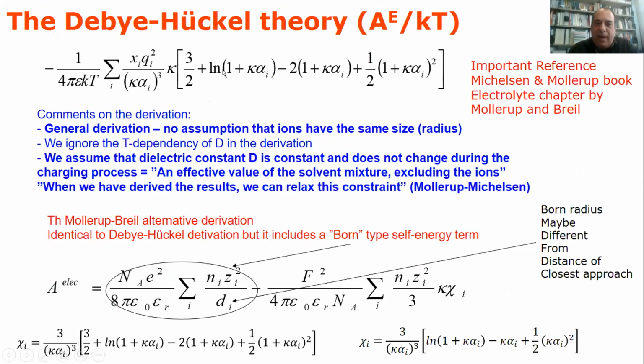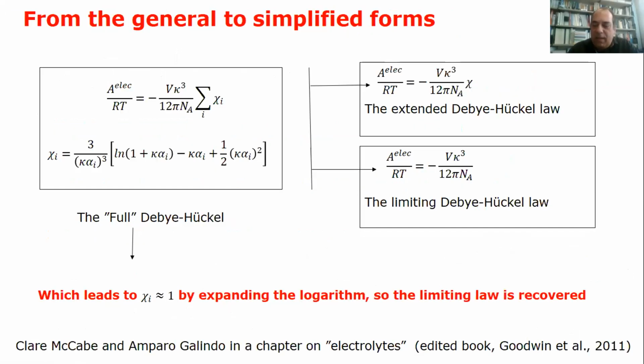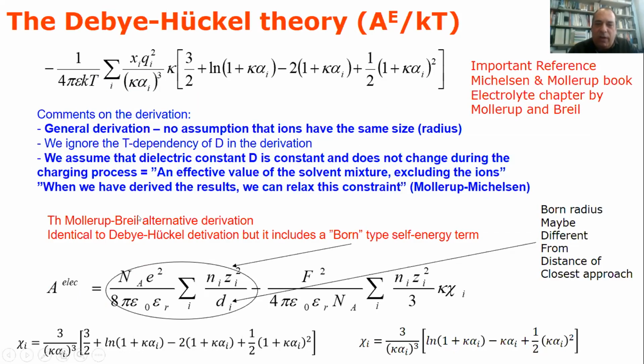So Mollerup and Breil arrived at this equation, but actually not just this equation. Their derivation, using the approach that they present in the book, includes also the Born term, a solvation term, which was not included in the original derivation of Debye and Hückel. It's a bit controversial what Mollerup and colleagues write here, that even though this equation is derived assuming that the relative permittivity is constant, independent of concentration, you can relax this assumption once you have arrived at this equation. This is a bit controversial.